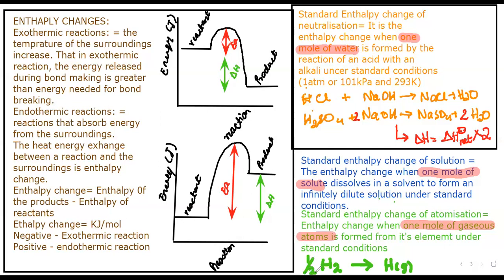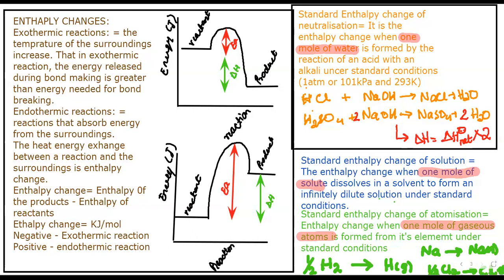Similarly, if the equation had 2 gaseous atoms, we would have to multiply the value given to you in the exam by 2, right? Similarly, this can be any element at all. We can have sodium. So if I take sodium and I turn it into sodium atoms in the form of gas, that is enthalpy change of atomization. If I take my half Cl2 and I turn it into chlorine atoms, Cl, that is going to be my enthalpy change of atomization, right?